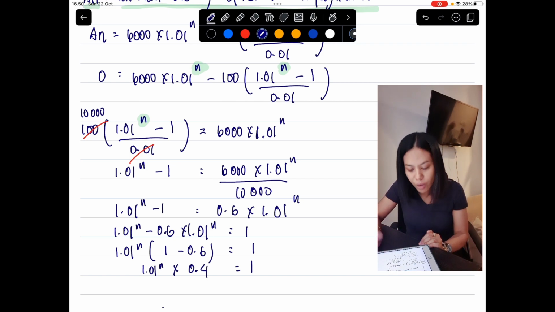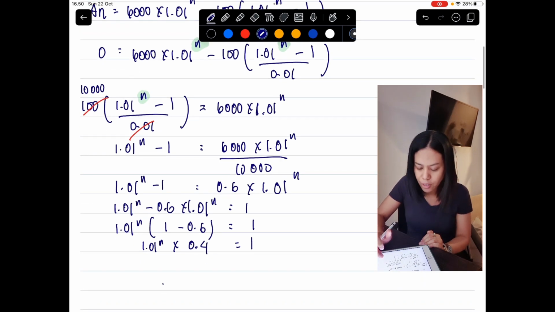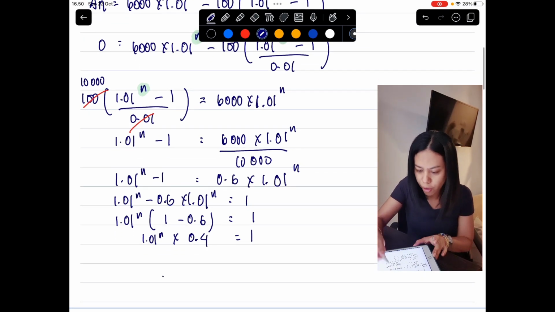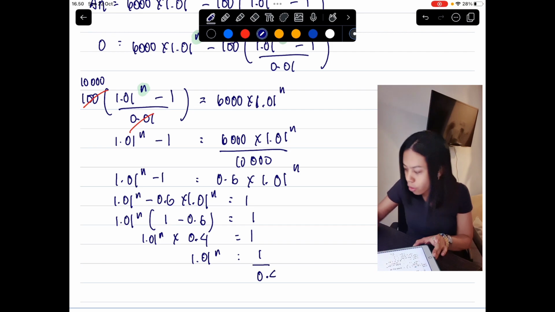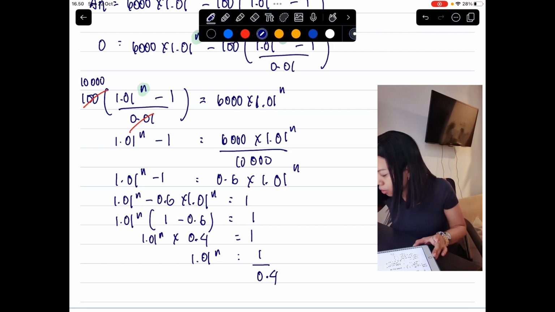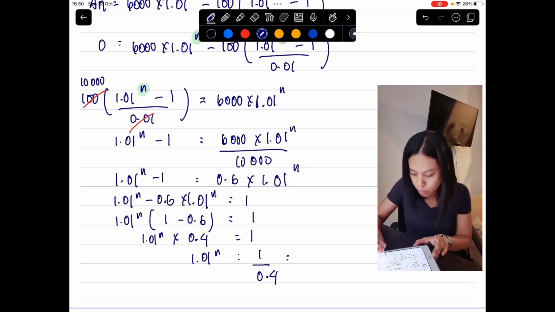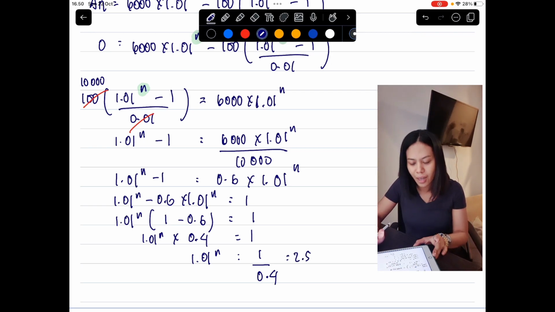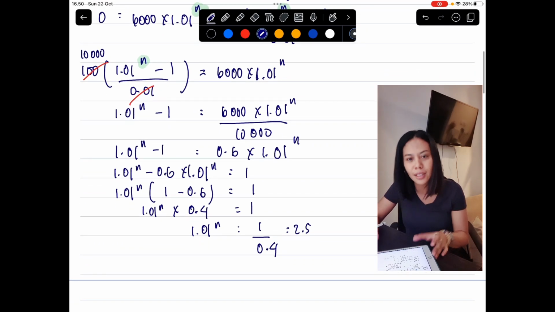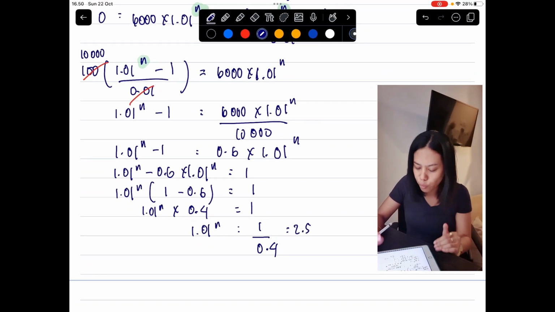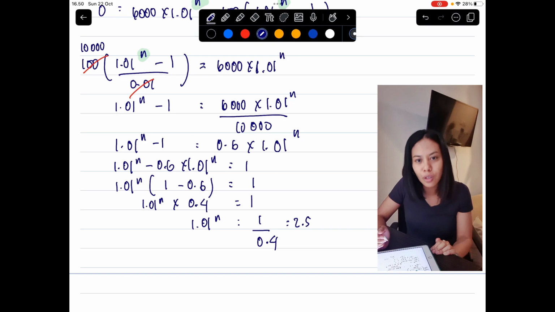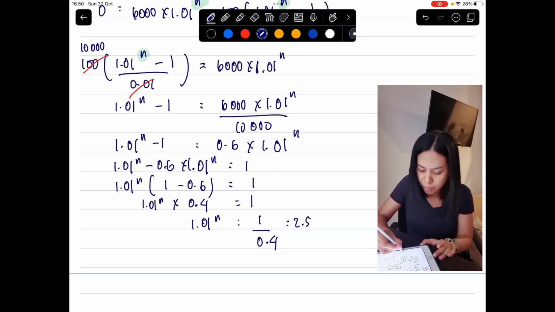Okay, I need to get rid of the 0.4. So I'm going to divide everything by 0.4 or move the 0.4 to the other side. So 1.01 to the power of n equals 1 over 0.4, which, if I use the calculator, is going to be 2.5. So this is 2.5. Okay, so how many n's? Like what is the n? How many repayments? So we're going to use log.